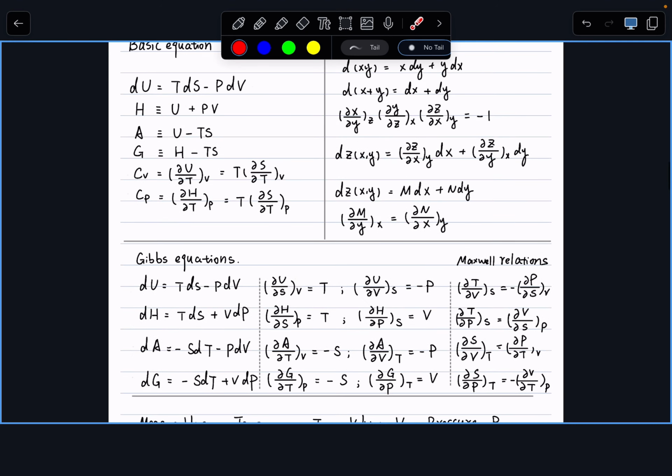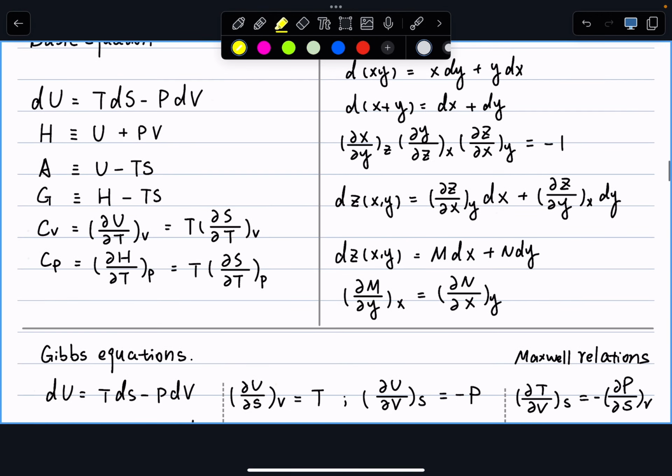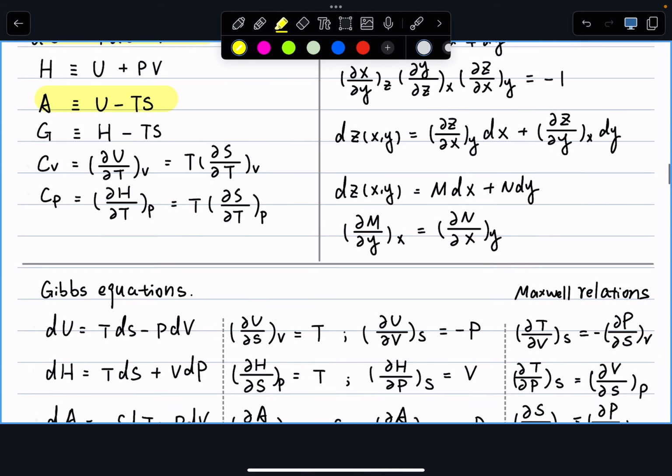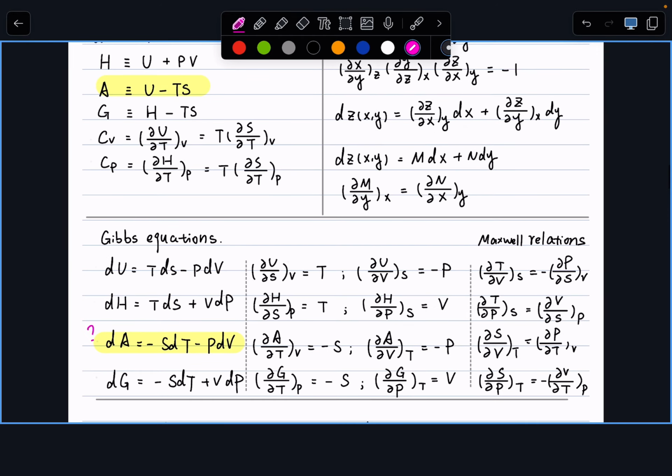All right, so how do we do that? Just thinking about that process. For example, if we randomly pick, let's say I want to start from dU equals TdS minus PdV and the definition of my Helmholtz energy, how do I get dA equals negative SdT minus PdV? Do you know how to do that derivation?